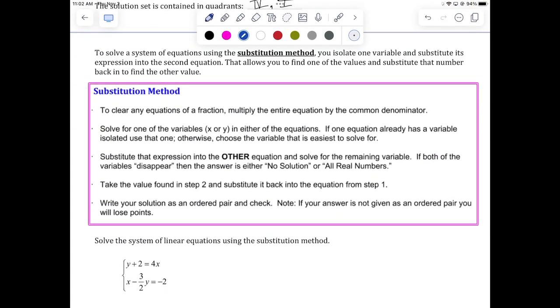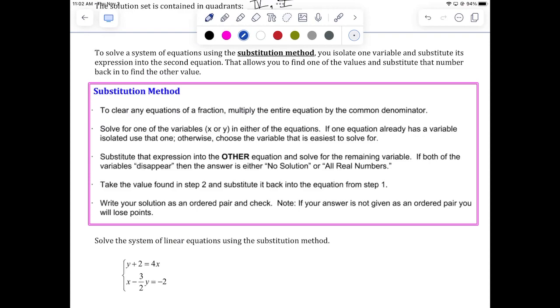Let's go to my favorite method of the 3, the substitution method. Okay, the substitution method is doing it exactly as it would imply. You're basically taking one equation and you're substituting it into the other for something that's equivalent. Right? You're taking one equation and you're substituting it back into the other one for something that's equivalent.